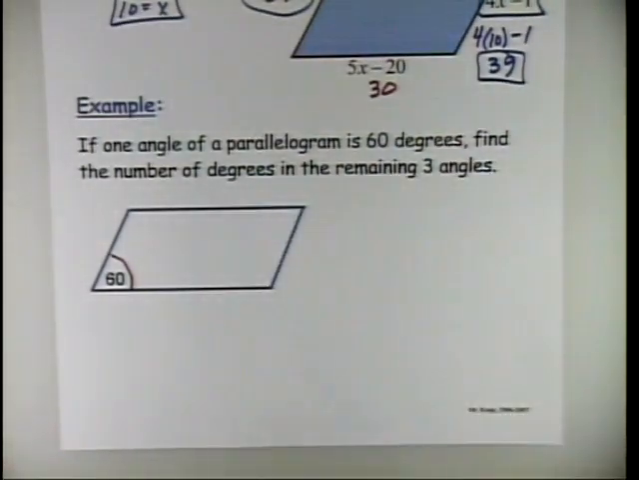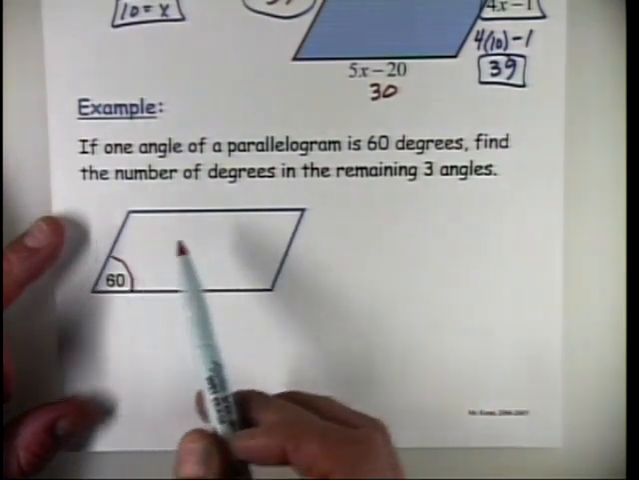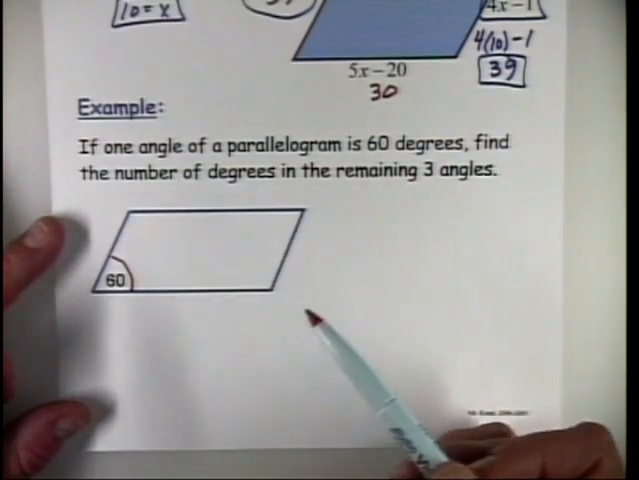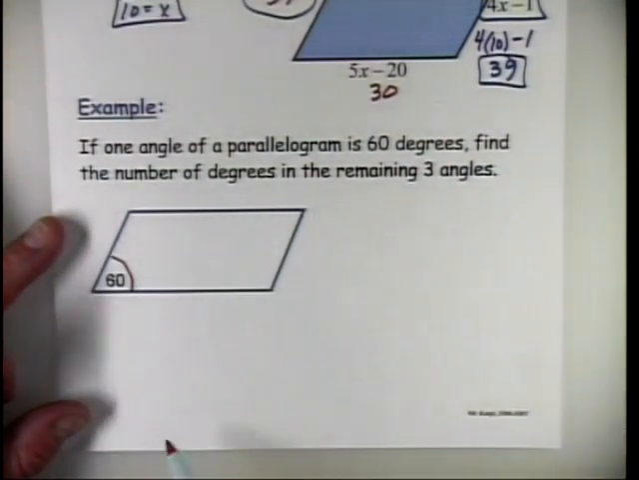Another example. If one angle of a parallelogram is 60 degrees, and you can see from our diagram it's that one there, find the number of degrees in the remaining 3 angles. Oh my gosh. One angle, we're supposed to find the other 3? Well, let's see what we know here. In a parallelogram, remember, the opposite angles are congruent and consecutive angles are supplementary. So they add to 180. So we have to use those two pieces of information to help us find the others.